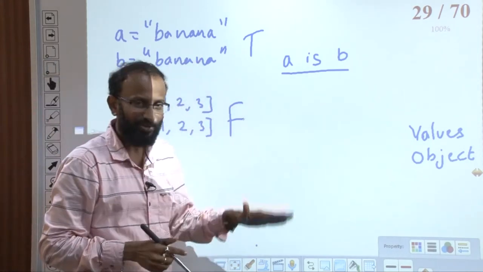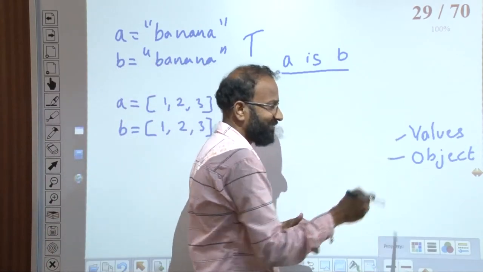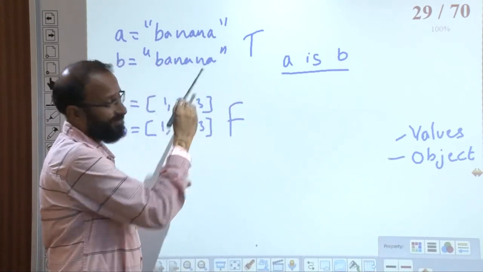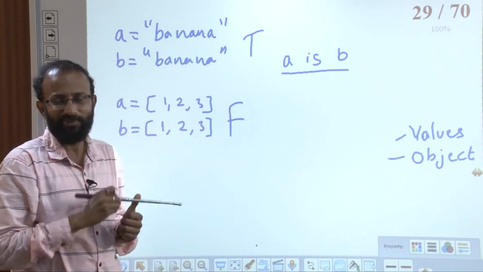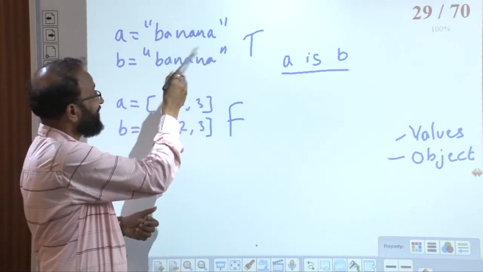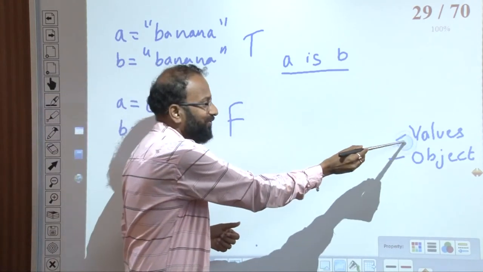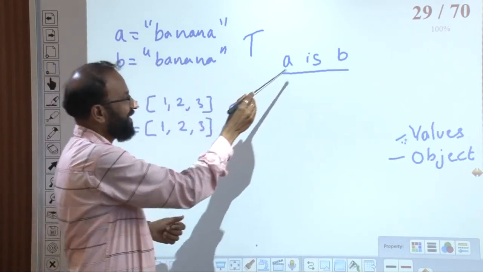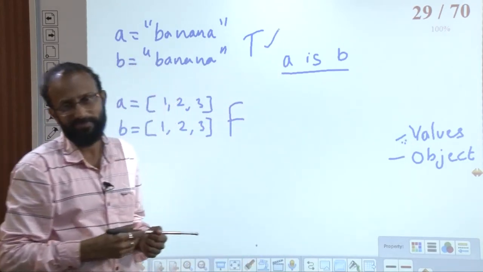Now these are the values because of this concept here. So now when you look at the first example, A equal to banana, B equal to banana. These are our string values. It refers to value. So the values are same, hence we are able to get that as true.